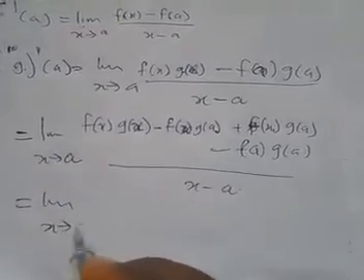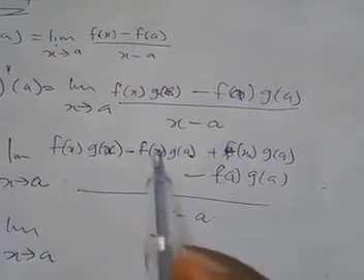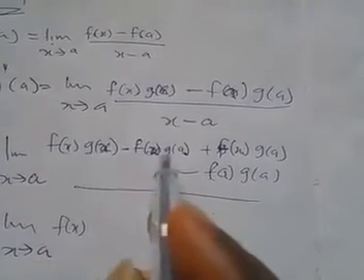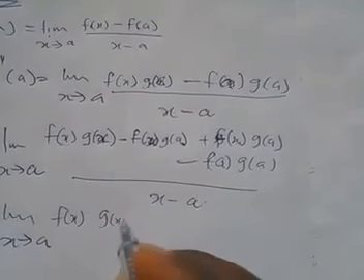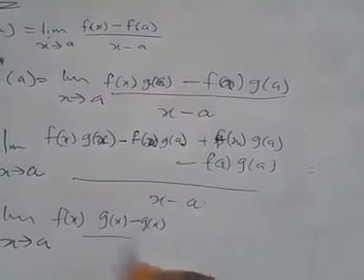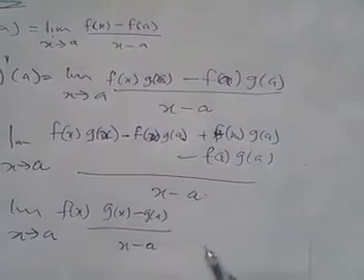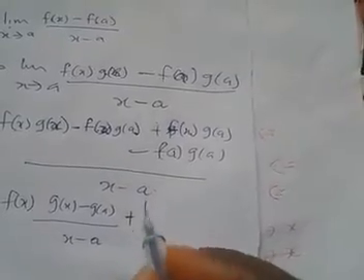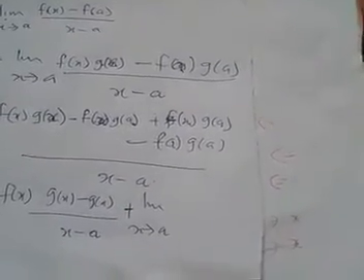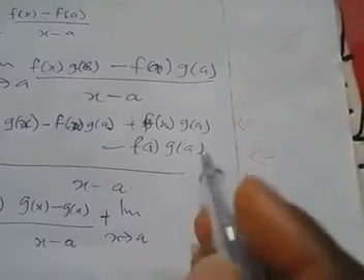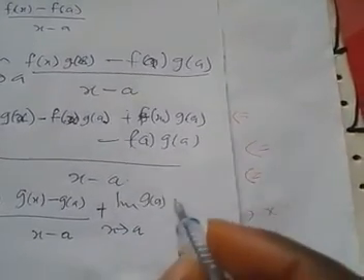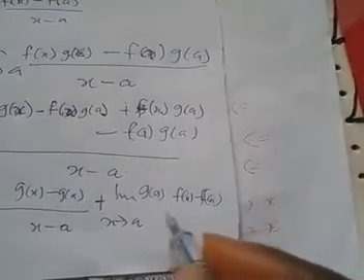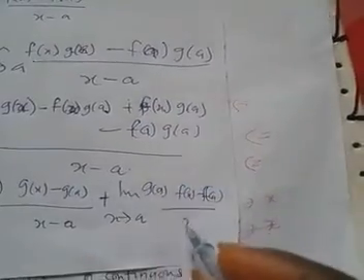Now this is the limit as s tends to a, f(s) is common, so this is f(s). Observe that if you factorize, we have (g(s) minus g(a)) divided by s minus a. Also this will be plus, let me take the limit as well, as s tends to a. You observe that g(a) is common, so if you move g(a) out, it will remain (f(s) minus f(a)) divided by s minus a.